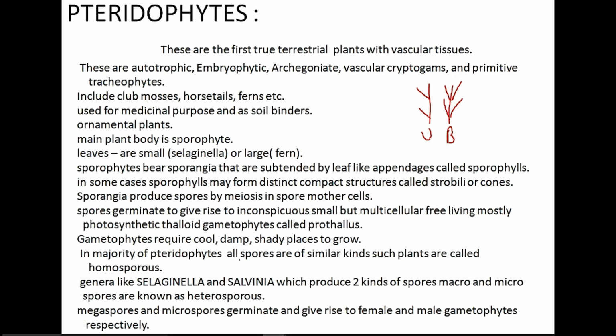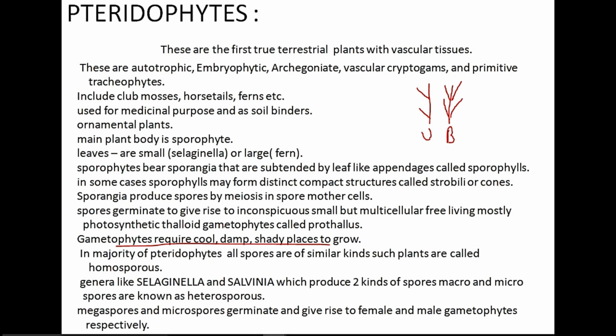In the majority of pteridophytes all spores are of similar kinds and are known as homosporous, as I said before. As these gametophytes require cool and damp shady places to grow, because of this specific requirement they need water for fertilization. When they grow near cool and damp shady places, they need some water for fertilization. So the spread of living pteridophytes is limited and restricted to narrow geographical regions.